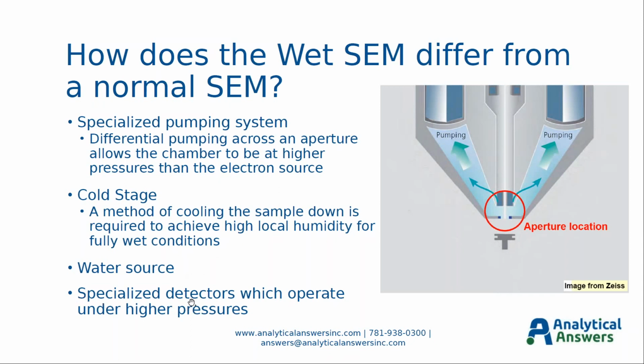And when you're visualizing the samples, you really need to have specialized detectors which operate under the higher pressures that we get to during these experiments. Some of the normal detectors that you're used to using with a scanning electron microscope just don't work at these higher pressures, and so you need to have some different material sensors in order to get them to see under those conditions.